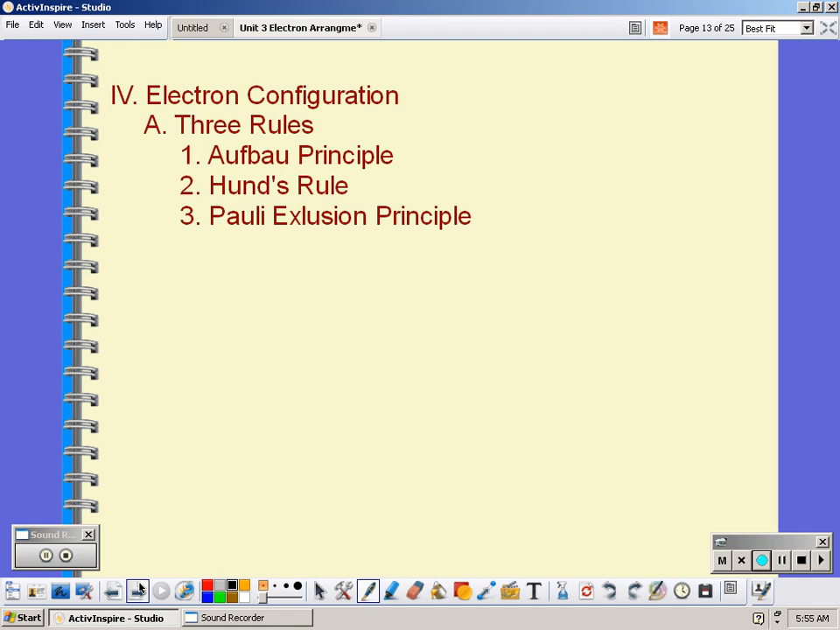Electron configuration is based on 3 rules. Your Aufbau principle, which states lowest energy first. So the electrons fill from the energy level closest to the nucleus and then build out.